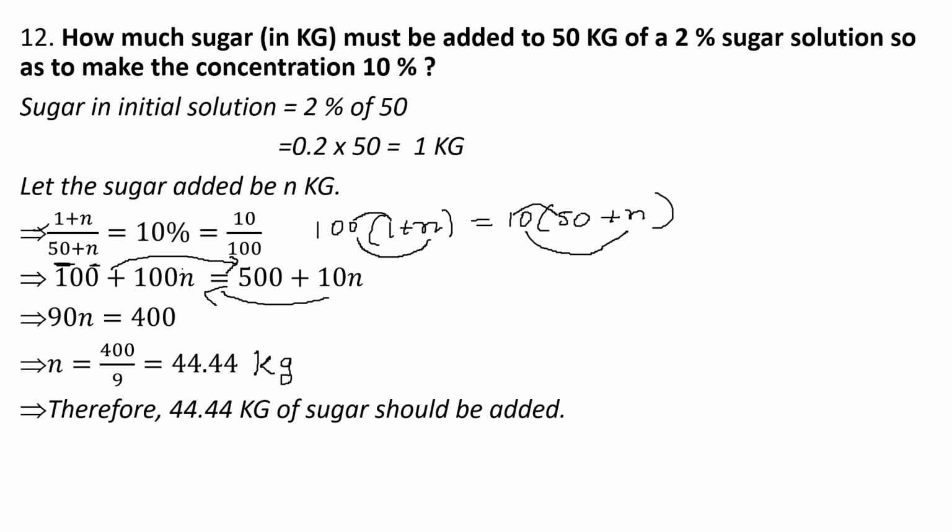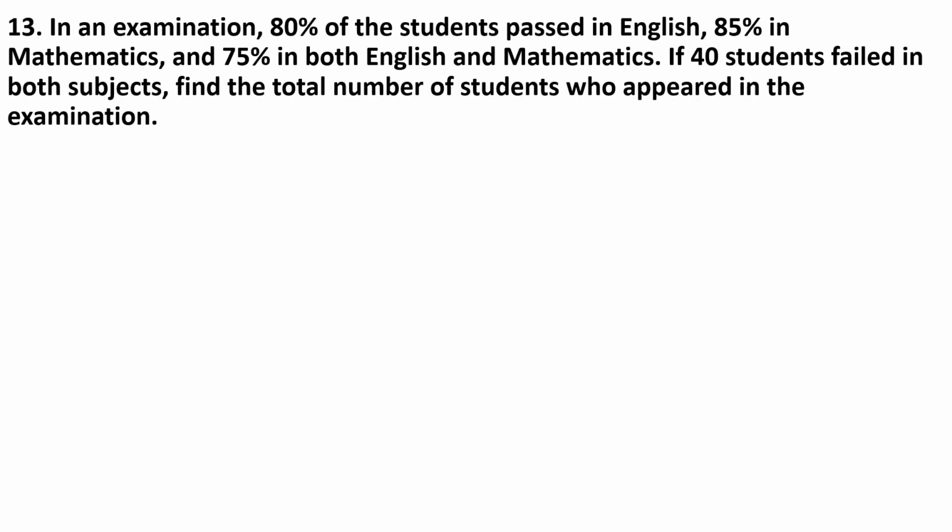Next question. In an examination, 80% of the students passed in English, 85% passed in mathematics, 75% passed in both English and mathematics. If 40 students failed in both the subjects, find the total number of students who appeared in the exam.